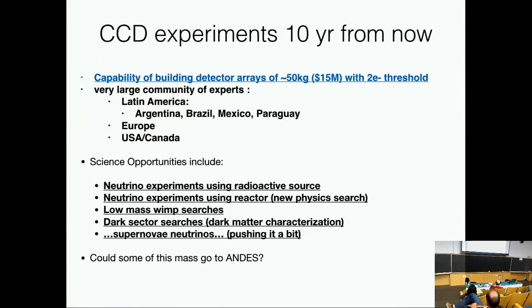So the question is, we don't need a large volume to install our detector. It's not that we need to do Andes for this, right? But there is already a lot of participation in different places in Latin America, and maybe it could make sense that some of these large mass detectors eventually end up in Andes. It's something to think about in the long term, right?